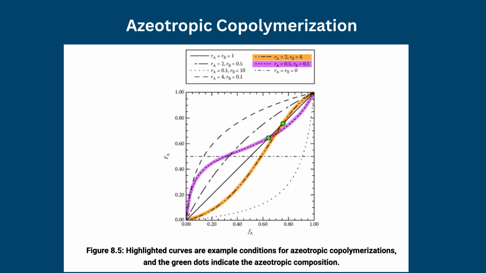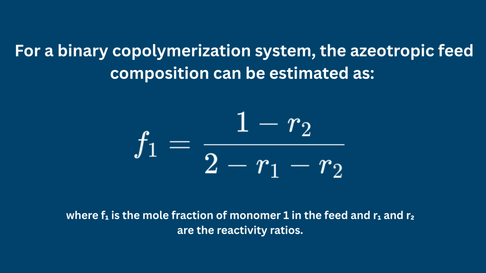An even more desirable situation is azeotropic copolymerization, in which the polymer formed has the same composition as the monomer feed throughout the reaction. For a binary copolymerization system, the azeotropic feed composition can be estimated as F1 equals (1 minus R2) divided by (2 minus R1 minus R2), where F1 is the mole fraction of monomer 1 in the feed and R1 and R2 are the reactivity ratios.